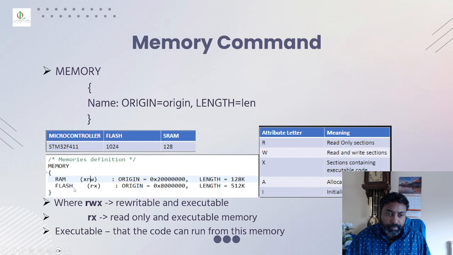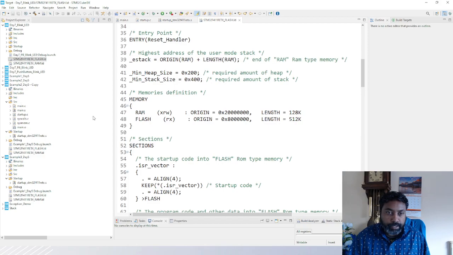Whereas flash, as you know, is read-only memory. You can only read and execute it. So its origin location is 0x08000000, and its length is 512K. That's the flash memory. This is how you write your own memory command, and you saw that in the project itself, the project that we started. So that's a memory definition: RAM, XRW, origin, and length, and the flash, RX, read-only and executable, its origin, the starting address, and its length. So that's the memory definition.